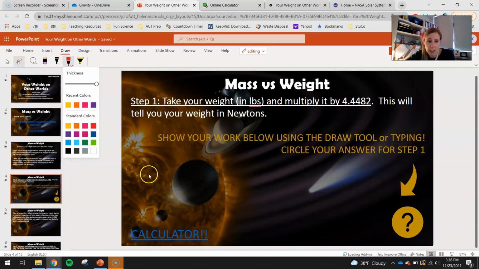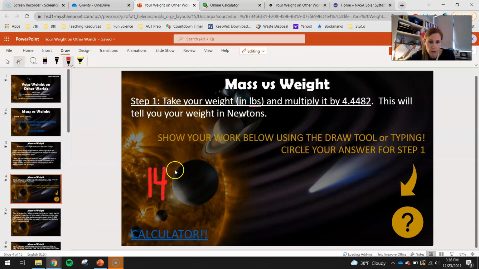Okay, so I'm again going to use mine, and I weigh 145 pounds. If you don't know, take a guesstimate. Ask your parents, ask someone around you who is about the same size as you, what's your weight? Or if you're really not certain, you can just grab a number that you think might be a good enough guesstimate, or you can use mine as well. So I weigh 145 pounds.